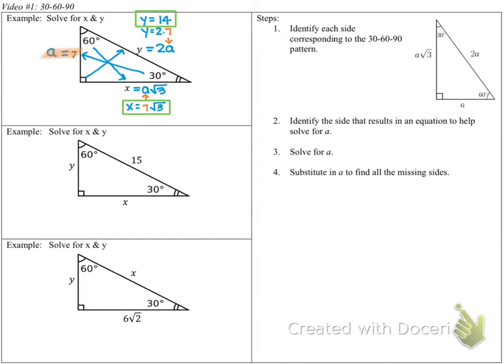Go back, take a look at the next problem. I'm going to go through and do the same process. Start at the 30-degree angle. I'm going to go across. I'm going to identify that as a. Notice that we just created an equation of a equals y. Unfortunately, too many things unknown in that equation.